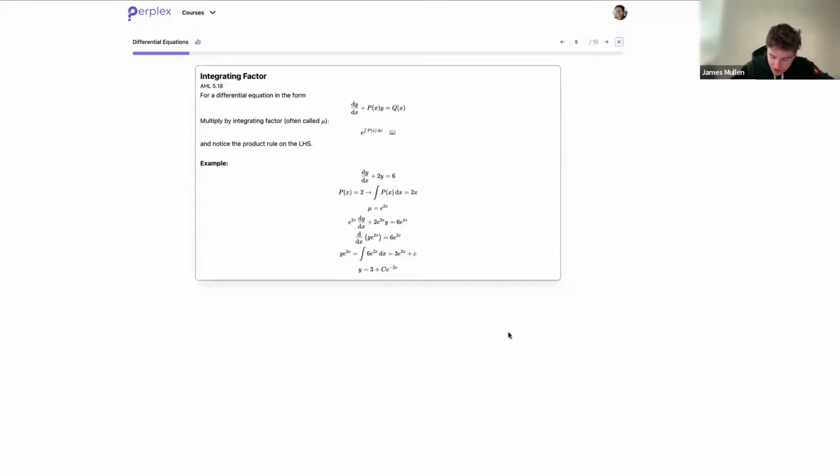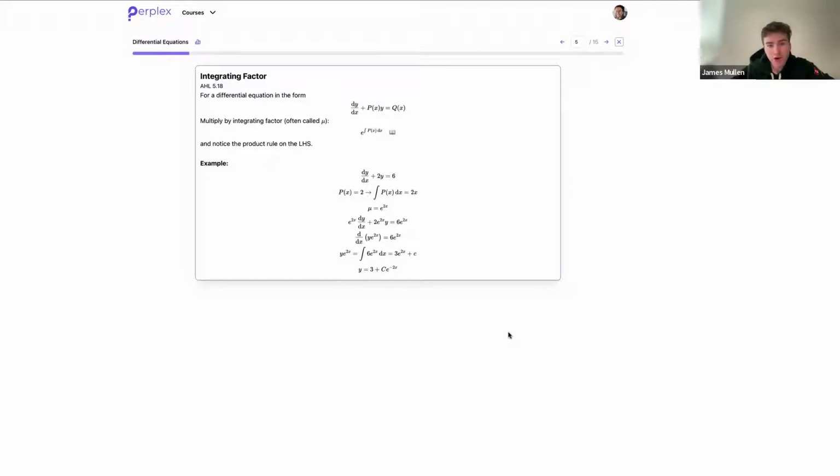I have a differential equation in this example, dy over dx plus 2y is equal to 6. Okay, so the function that's multiplying y here is just a constant 2. So p of x is equal to 2, which means the integral of p of x is equal to 2x. And therefore, mu is equal to e to the power of 2x. And here's what I do.